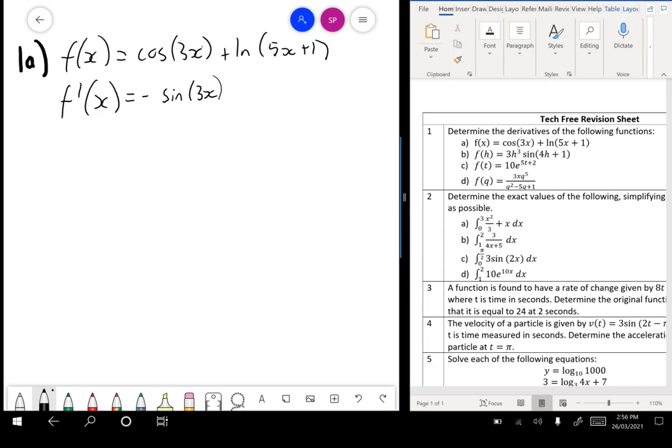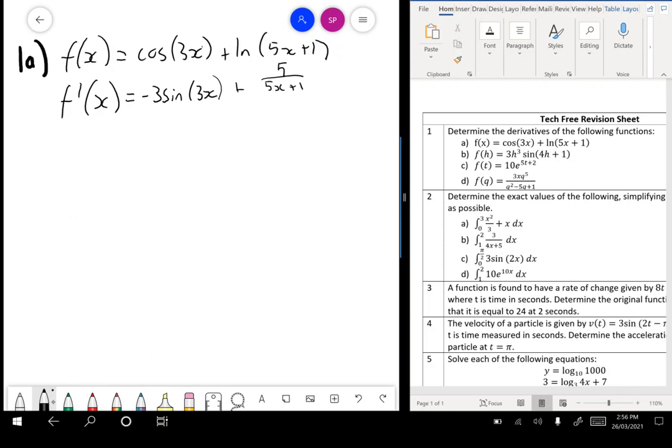Similar to the ln, which is going to be a bit of a chain rule also. So anyway, we're timesing through by that 3. That's why I left a gap at the front, just to put that negative 3 sine 3x. Okay, ln x differentiates to 1 over whatever. So underneath the bracket stays as 5x plus 1. But once again, we've got to multiply through by the derivative of the inner, which is 5. So we're going to multiply that by 5, which ends up being 5 over 5x plus 1.